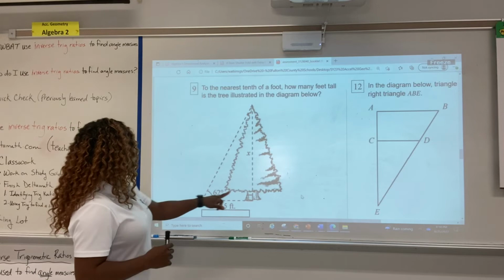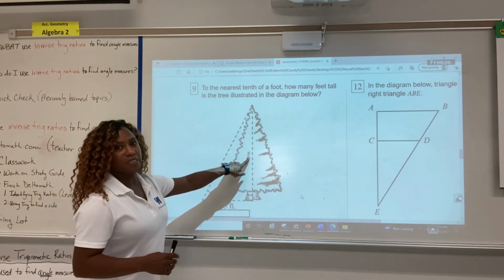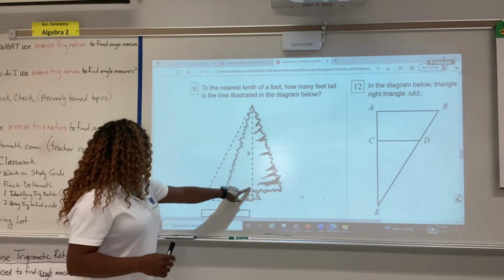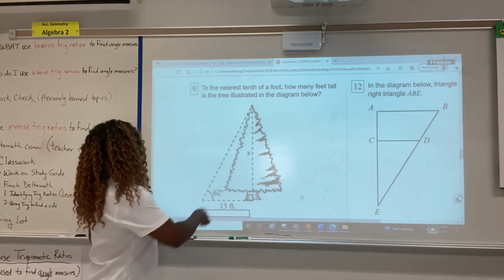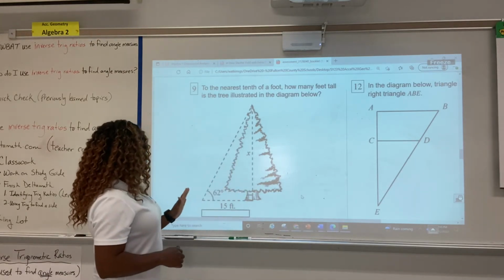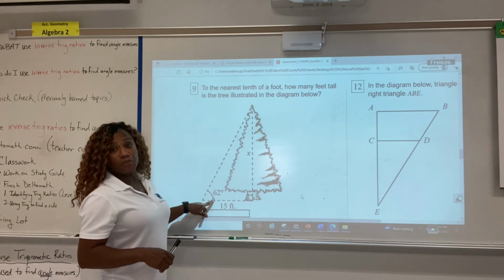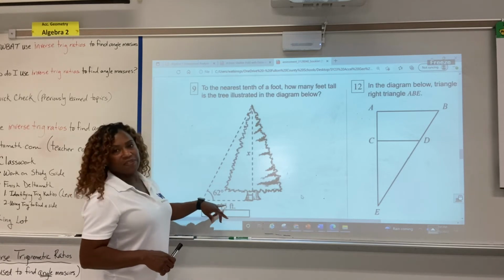And notice that we have some information given to us. We need to know how tall the tree is. So there's your x value. If you notice, we've superimposed a right triangle over the tree. So we're looking for the x value. Now we're given some information that's going to help us find it. We're given an angle measure of 62 degrees and we have a leg, or a side, of 15 feet.